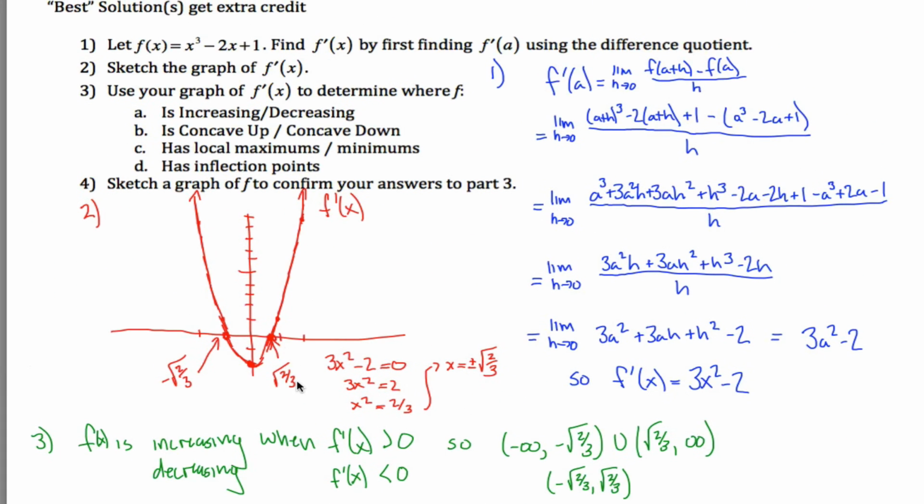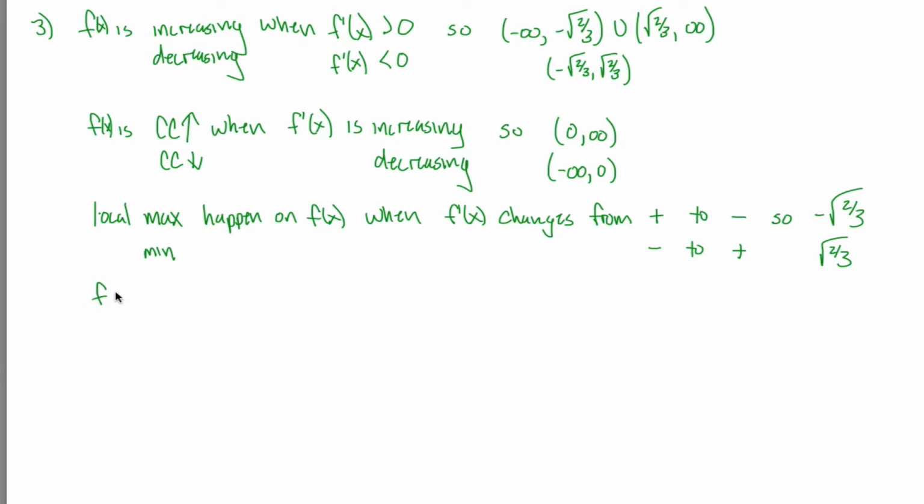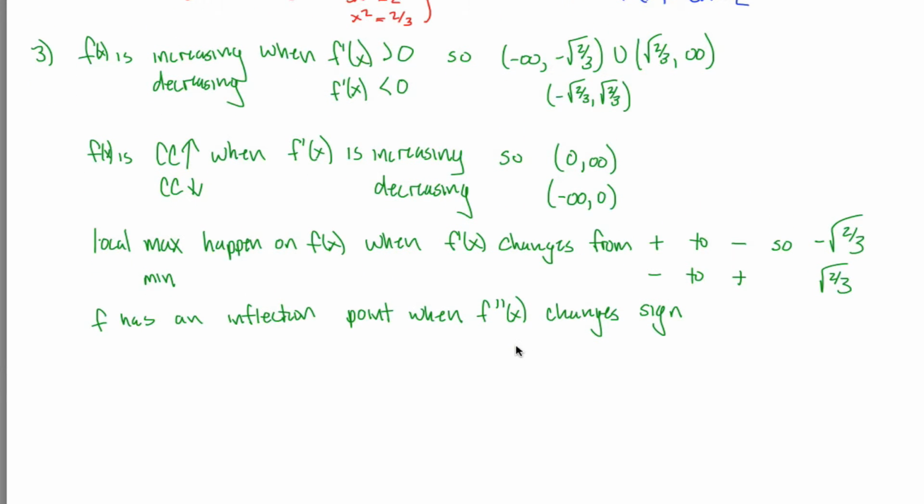I think there's one more problem, right? Inflection points, all right. So f has an inflection point when the second derivative changes sign. So where does that happen? Well, if the second derivative is changing sign, that's saying that the first derivative changes from increasing to decreasing, or maybe decreasing to increasing.